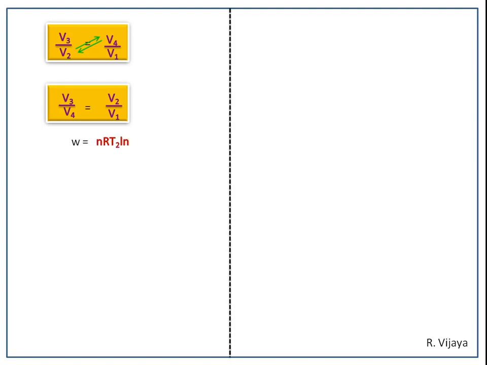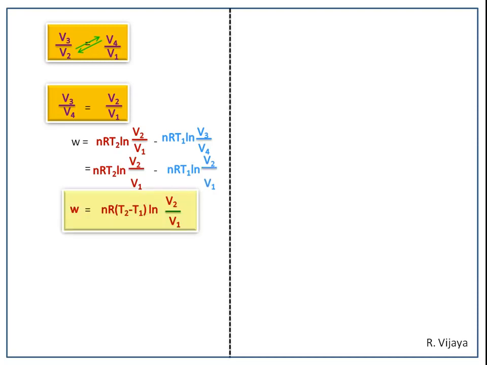We know that W is equal to this equation. Here we substitute V2 by V1 in place of V3 by V4. We get a new equation. Simplifying this equation, we get the net work done, that is W equal to nR (T2 minus T1) ln V2 by V1.